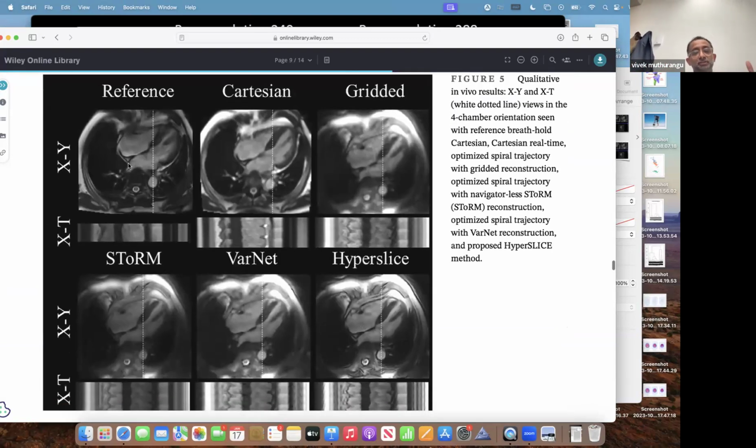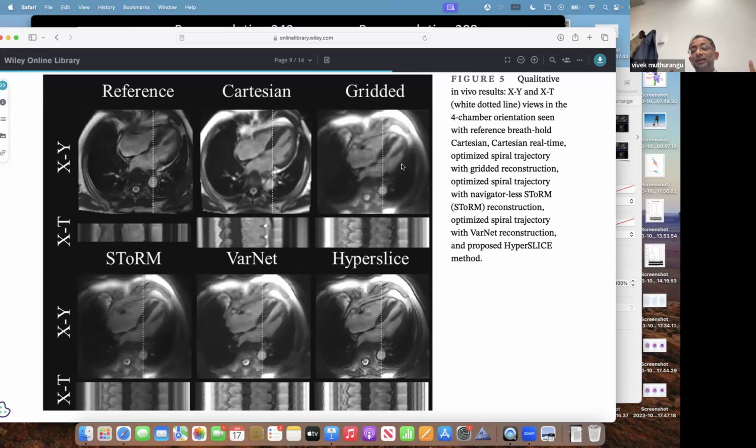So reference looks great. This is Cartesian real time. So the sort of original out of the box, when you get your scanner, that's the real time you get. It's not bad, but it's low temporal resolution and it's a bit blurry. This is just the simple gridded, which already looks okay.